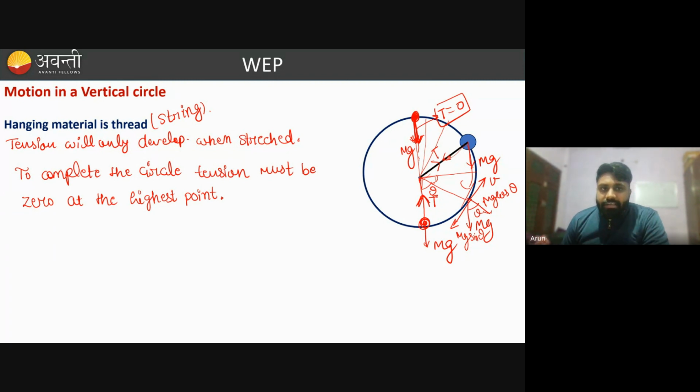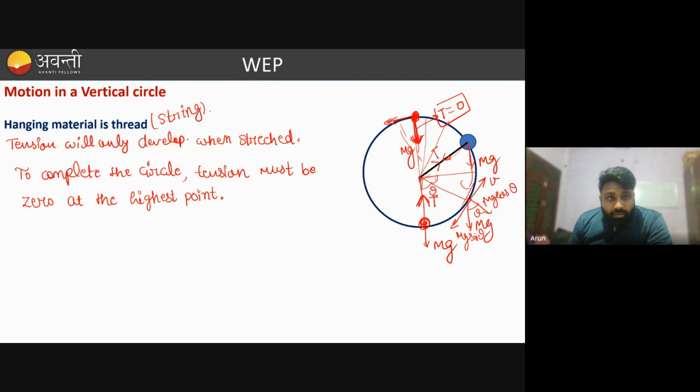If the hanging material is thread or string, we know that tension will only develop when it is stretched. When you try to compress it, it will not compress and it will not resist it. So in the compression part there will be no tension, but when you stretch it, there will be a tension force. So to complete the circle, tension must be 0 at the highest point. It means that if the tension is 0 here, it has gained enough velocity, so it will move on, and now the tension will again start increasing. So this is the concept of it.